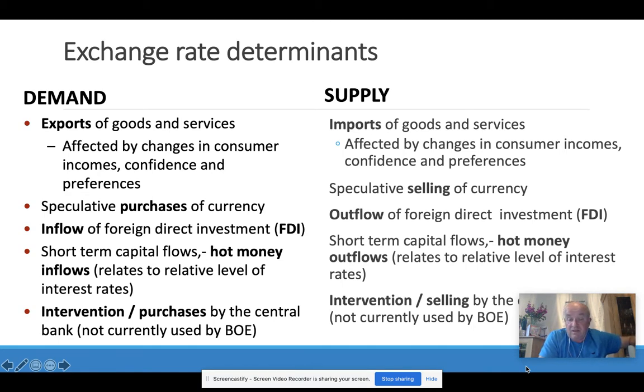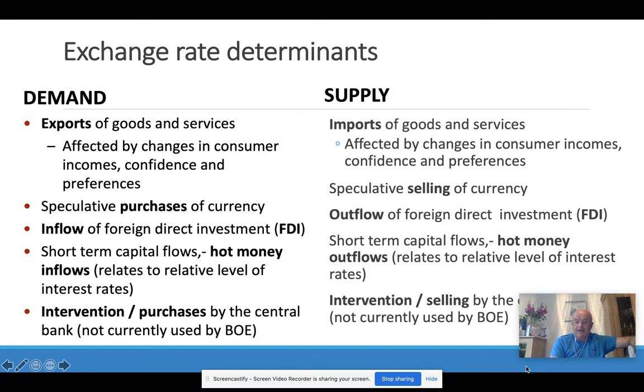That obviously is going to be affected by the same sorts of things as the export process. It's going to be affected by changes in consumer income, changes in consumer confidence, and also preferences. We're also going to get some speculative selling of currency. So in some instances, an organisation or an individual or a foreign exchange dealer might choose to sell a currency because they believe that it's going to fall or another currency is going to be at a higher rate in the future. So a little bit of speculation might happen there.